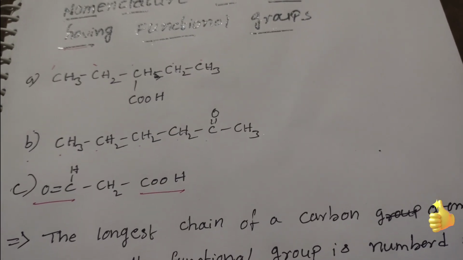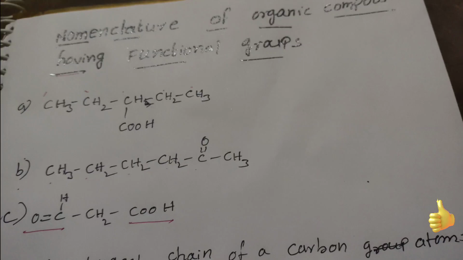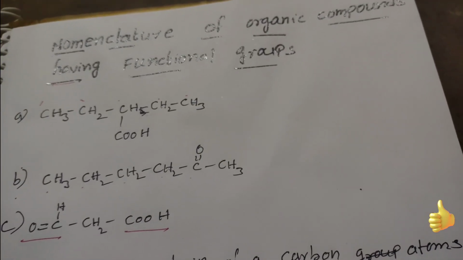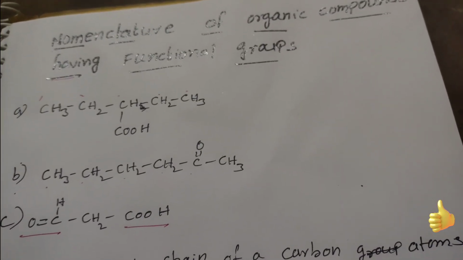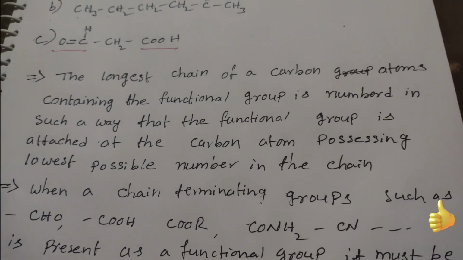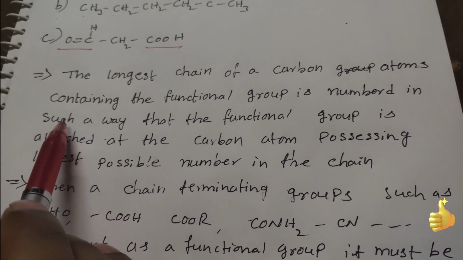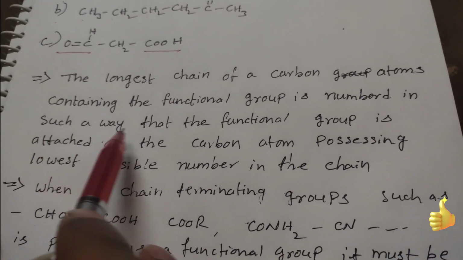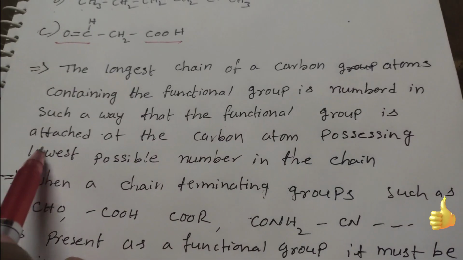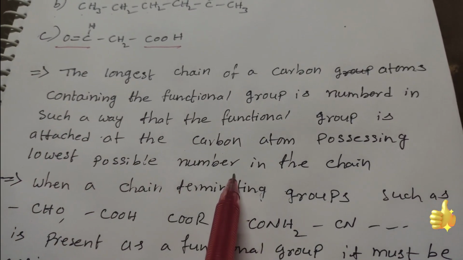So to clarify all these doubts, in this class I will explain some points. Just listen carefully. It is a very important video. You can watch till the end of the video. First, the longest chain of carbon atoms containing the functional group is named in such a way that the functional group is attached to the carbon atom possessing the lowest possible number.